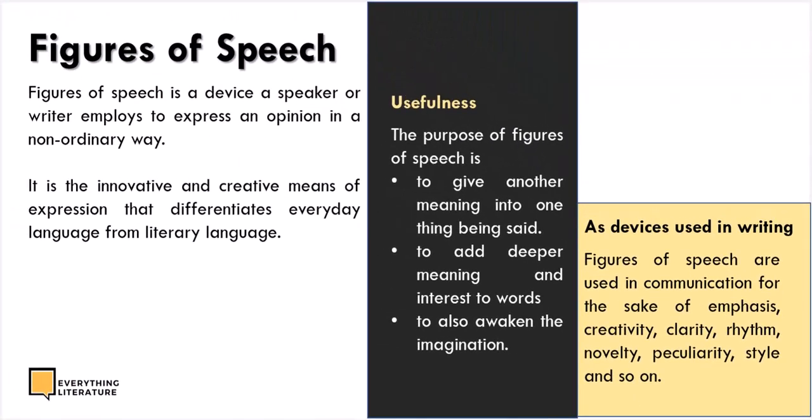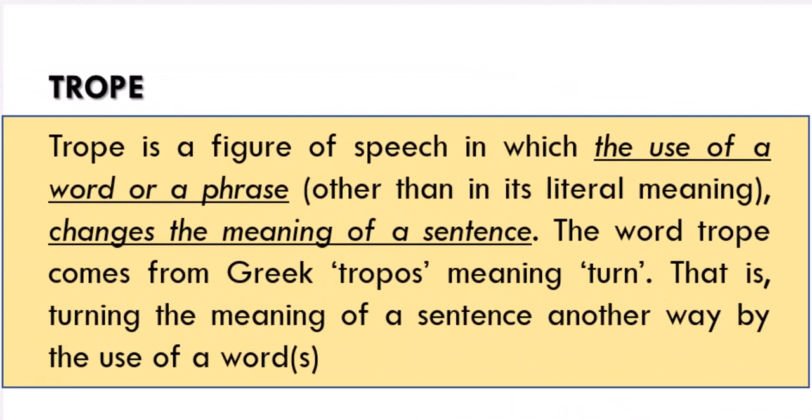And from our previous classes up to now, you must have been conversant with the fact that figures of speech are generally divided into two, classified or categorized into two. We have the trope and the scheme. The trope is a figure of speech in which the use of a word or a phrase other than its literal meaning changes the meaning of a sentence. Based on the word trope from the Greek word tropes, meaning turn. This means that the use of a word has the power or the creative potency to turn or change the meaning of a sentence. Okay.